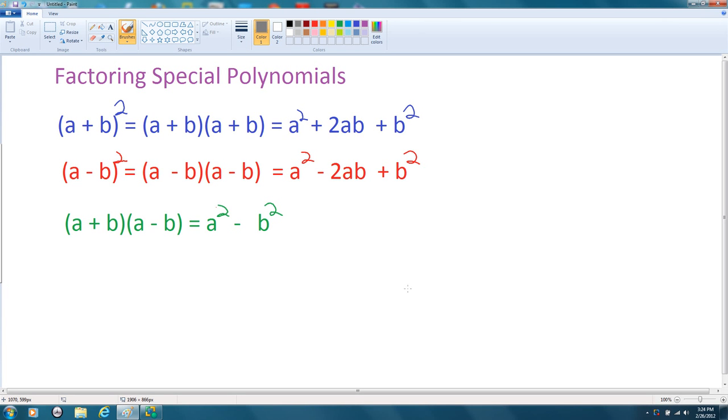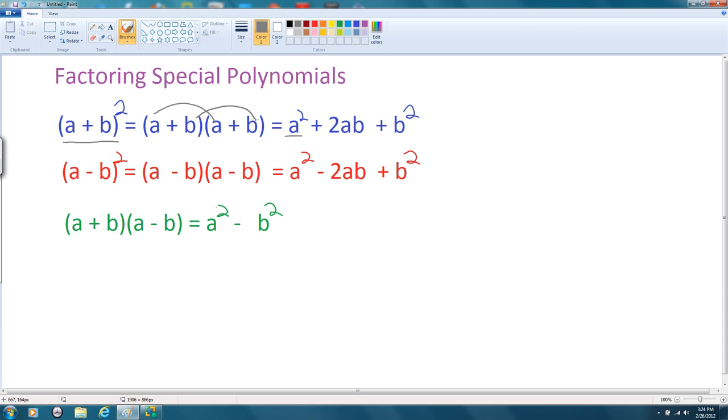In this video, we're going to look at factoring special polynomials. We've already looked at how we get these before, and I told you it was going to be important when we do the reverse operation. For example, remember that a plus b squared is a plus b times a plus b. And so when we FOIL this, we get a squared.